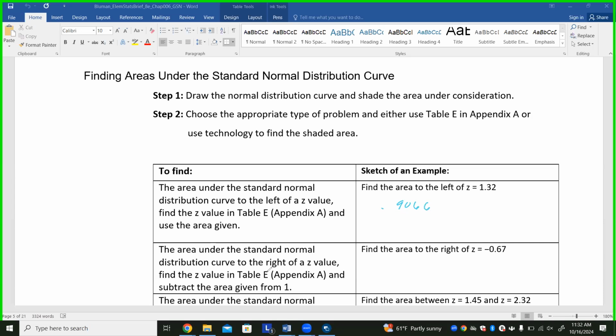This next one says the area under the standard normal distribution curve to the right of a Z value. You're going to find that value and then subtract it from 1. So because we're looking on the right, we'll do 1 minus what is negative 0.67. Perfect. 0.2514. So then all you have to do now is subtract those two. And what do you get?